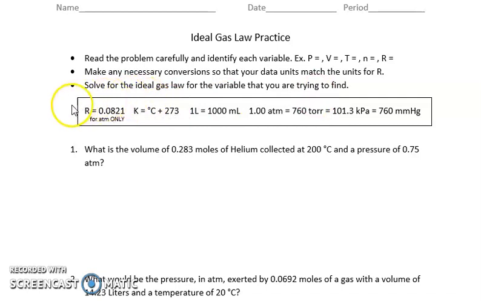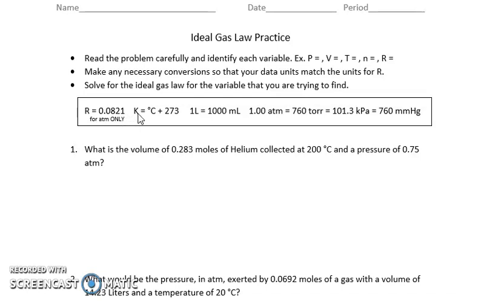So there's a little hint box here. The only R that we're going to be using is the 0.0821. Hopefully you watched the video about the ideal gas law where he shows you the different R's that we can have. But as far as this class goes, you'll just need to know the one R for ideal gases.